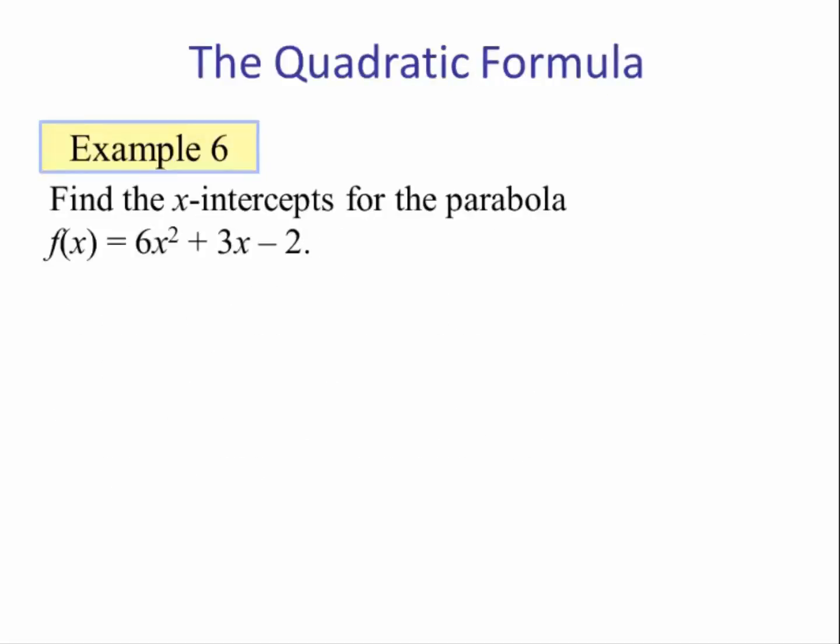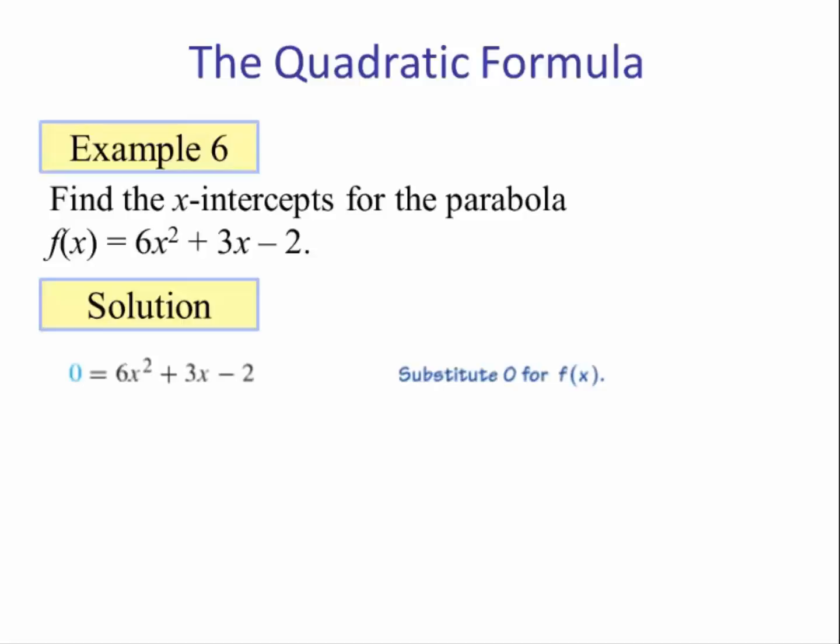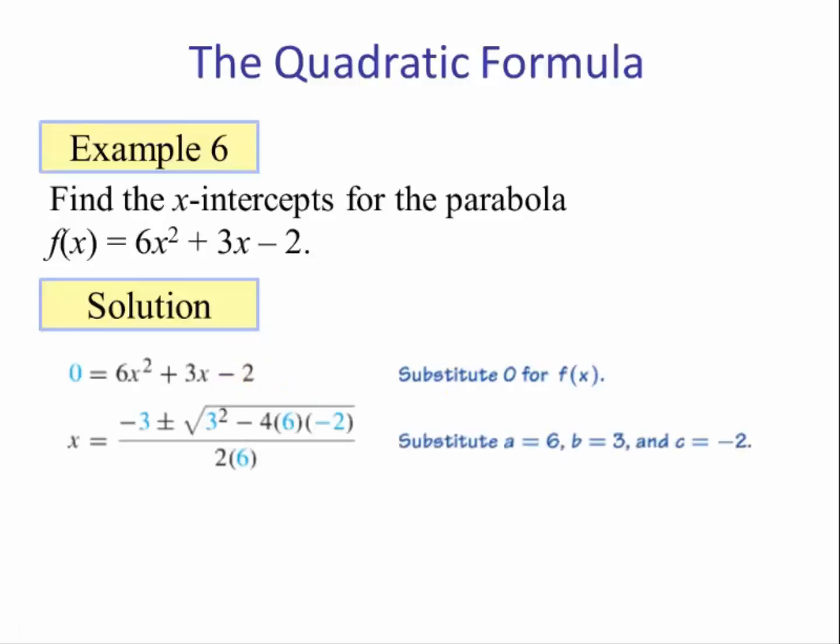Example 6. Find the x-intercepts for the parabola f of x equals 6x squared plus 3x minus 2. Solution: to find the x-intercepts, we let f of x be 0 and we solve for x. So now we have a quadratic equation in standard form. A is 6, b is 3, and c is negative 2. Substituting these values into the quadratic formula, we have negative 3 plus or minus the square root of 3 squared minus 4 times 6 times negative 2, all divided by 2 times 6.